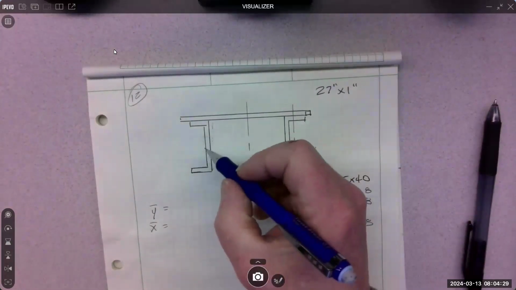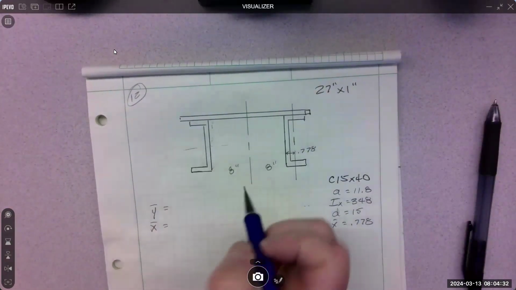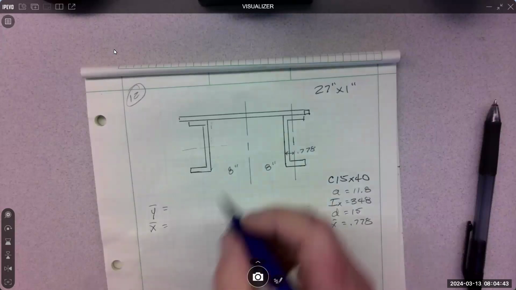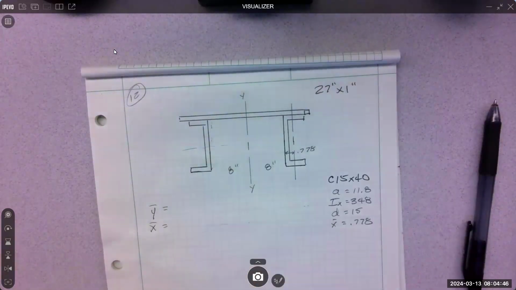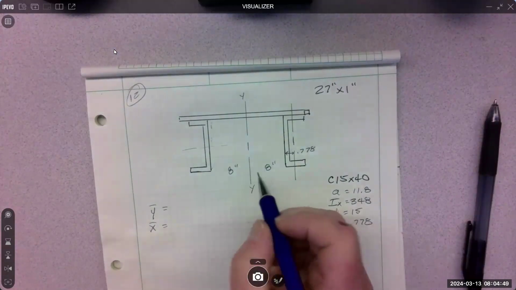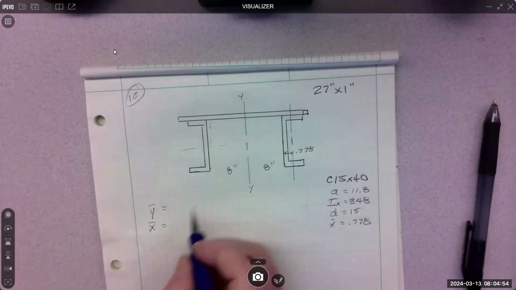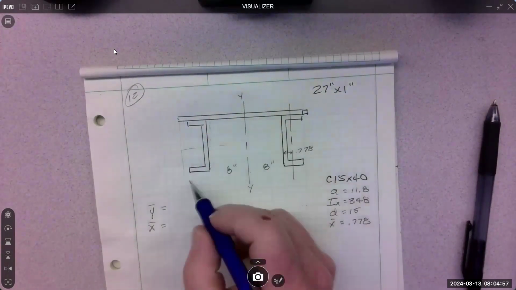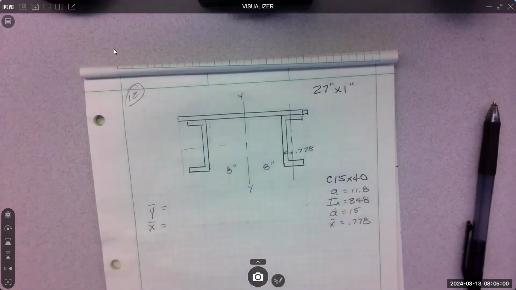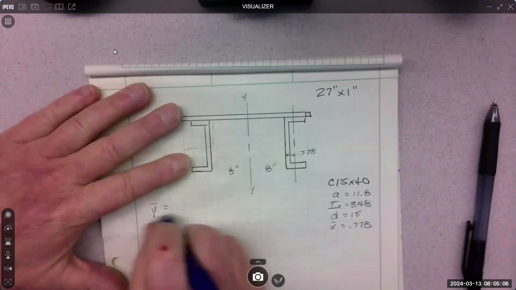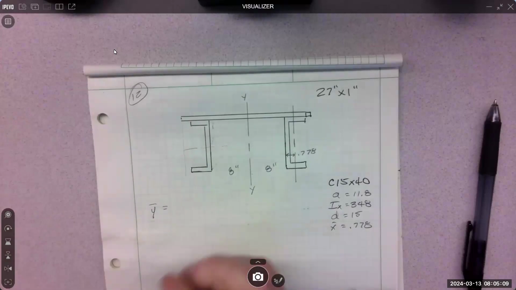So Y bar we don't know, because the Y of this one is here and the Y of this one is here. So we have to find it, right? What about X bar? Yeah, if we're symmetrical, we know where it is. So the YY axis is directly through the center, correct? So we don't really need to locate that. You would just want to explain where it is, such as a distance from the geometric center. So we don't need to do X bar. We know where that is. We do need to do Y bar.